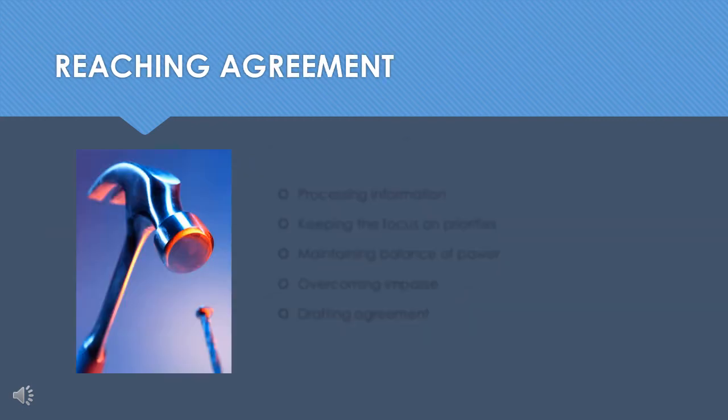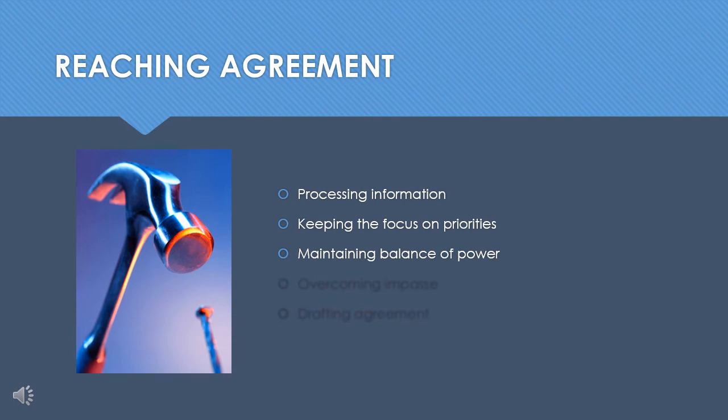Cornerstone 4 involves reaching agreement. When reaching an agreement, the mediator will help the parties process information while keeping the focus on priorities. The mediator assures that balance is maintained in the terms of the agreement. The mediator also helps overcome impasse and resistance to agreement, with the goal of drafting an agreement consistent with the interests of the parties.